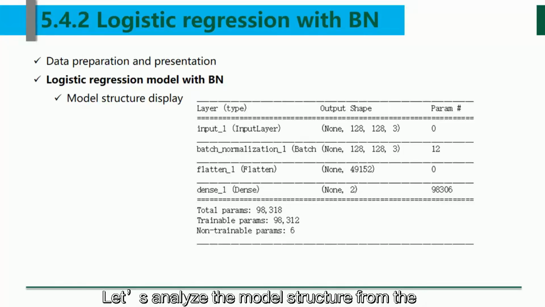Let us analyze the model structure from the summary output. This helps us understand how batch normalization adds parameters. Input layer: input_1 has shape (None, 128, 128, 3), with 0 parameters as expected. Batch normalization layer: batch_normalization_1 has 12 parameters.